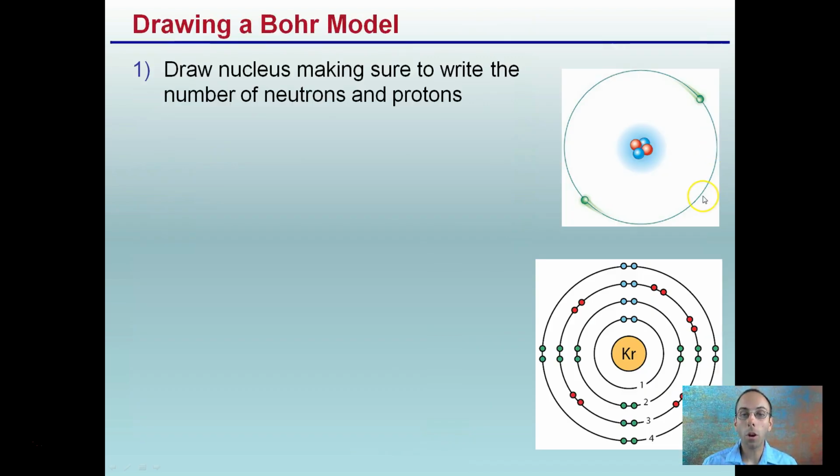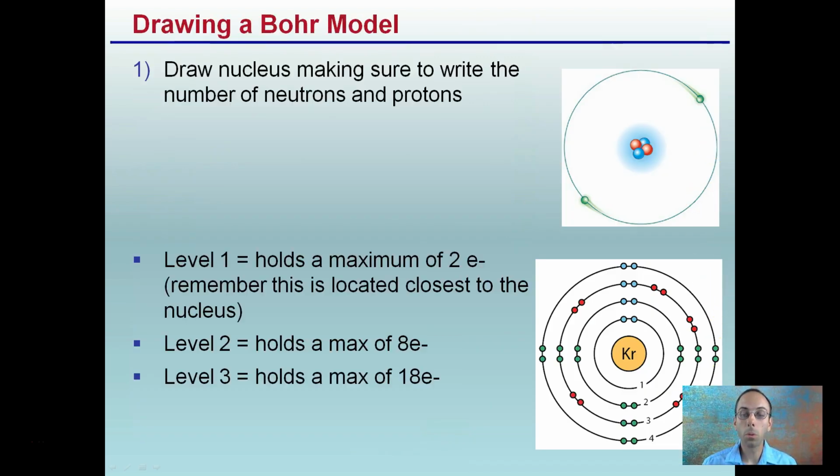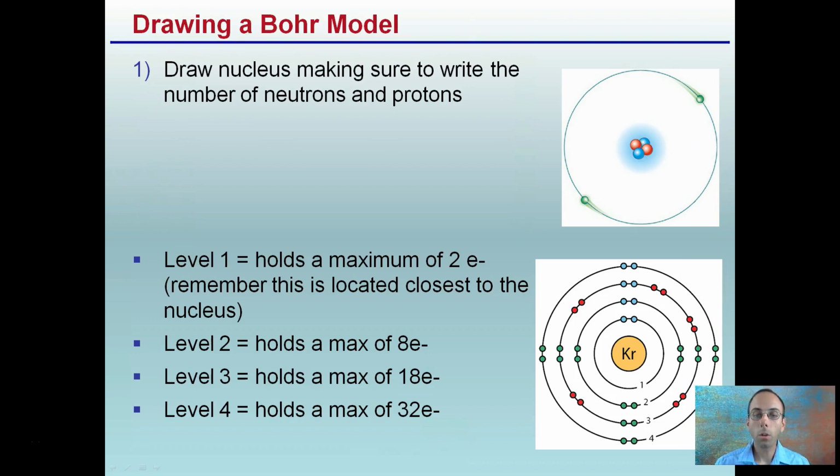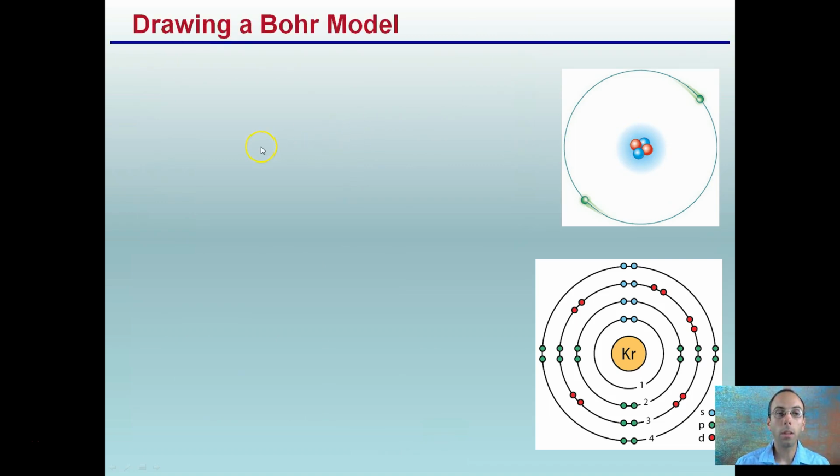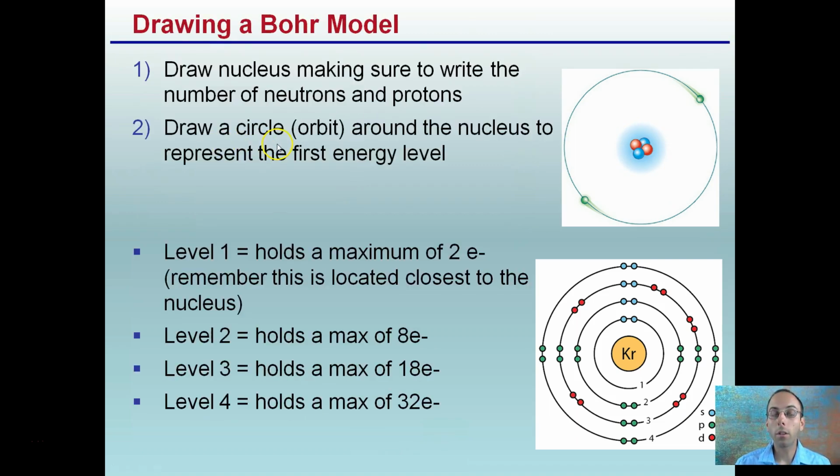Now, how we go about drawing the Bohr model is we have some simple rules to follow. Looking here, we want to draw the nucleus, making sure to write down the number of neutrons and protons in the center region. After that, step 2 is drawing a circle or an orbit around the nucleus to represent the first energy level, as we see here.